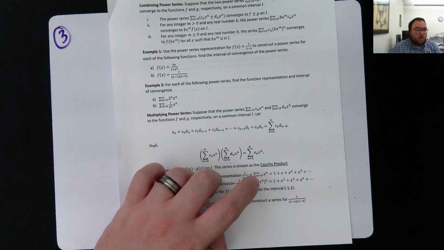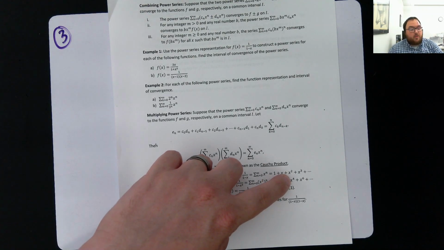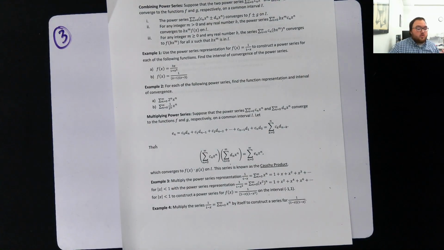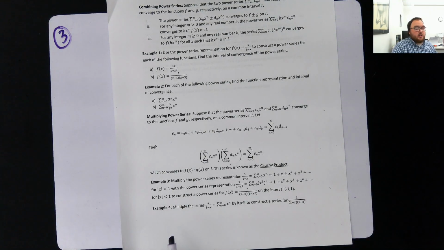plug 0 in, I get 1. Plug 1 in, I get x squared. Plug in 2, I get x to the 4th. Plug in 3, I get x to the 6th, and on and on and on. So what I want to do is multiply those so that I can get a power series representation for 1 over 1 minus x times 1 minus x squared.